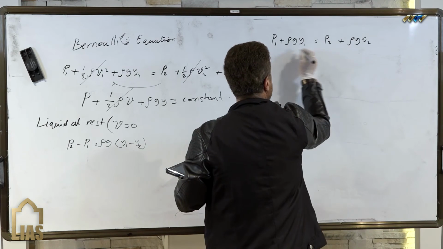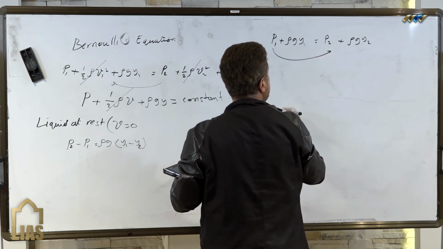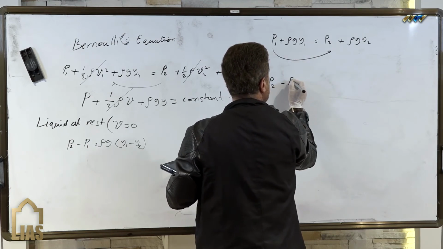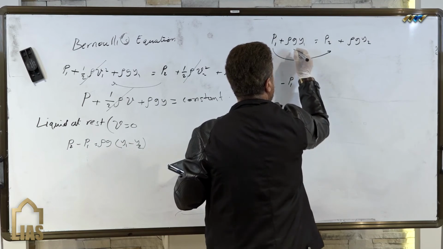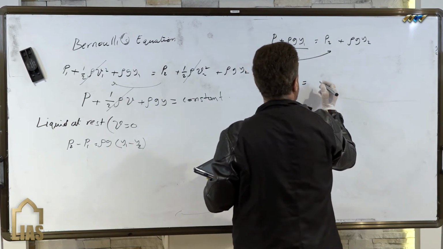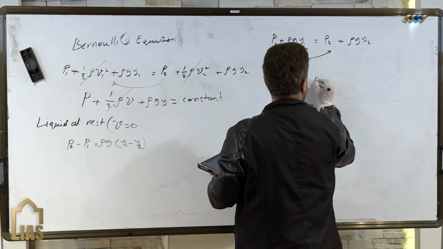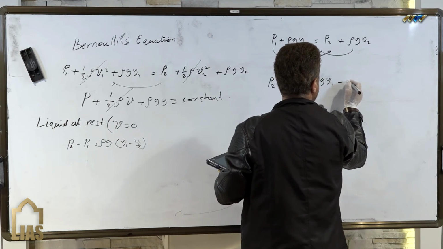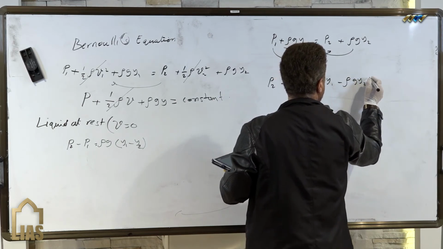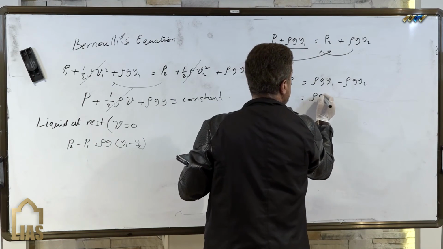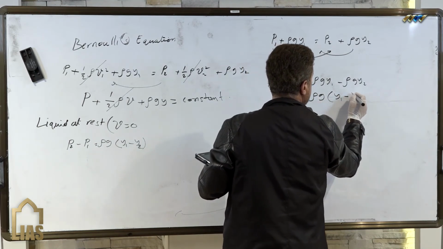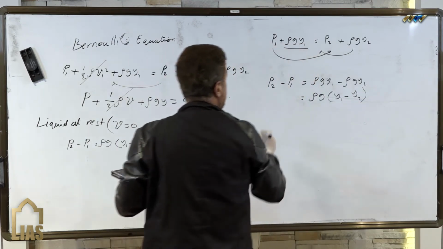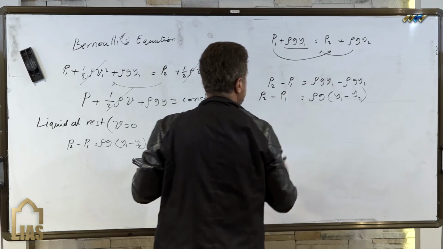We subtract this here, then this is P2, and this goes with minus. What we have here is rho g y1, and this is with minus rho g y2, which is rho g times y1 minus y2. And this is P2 minus P1.